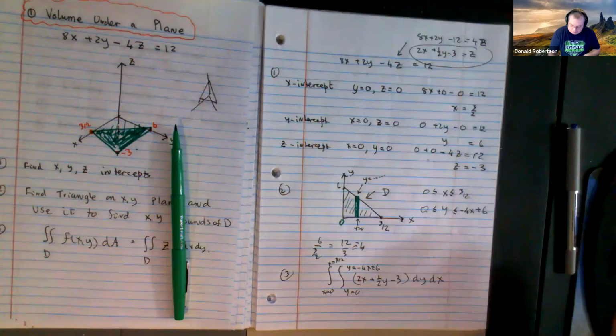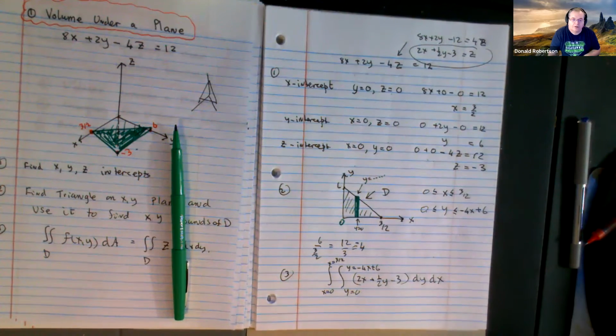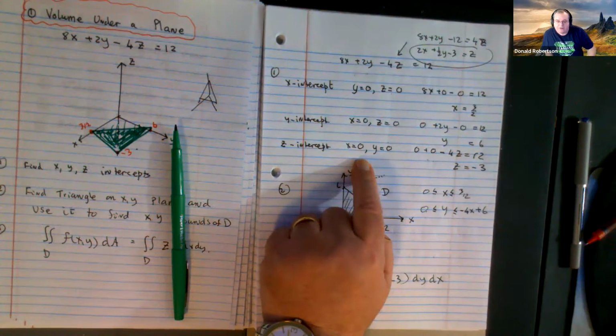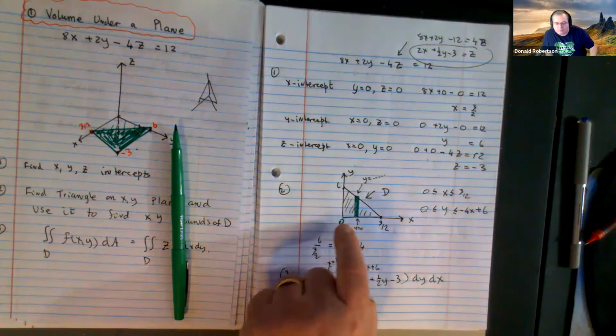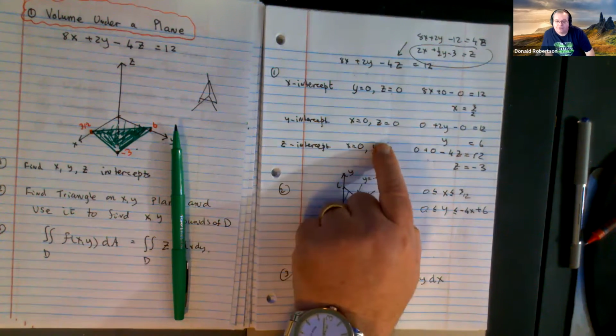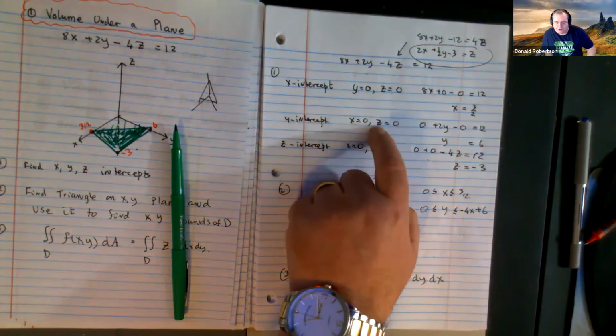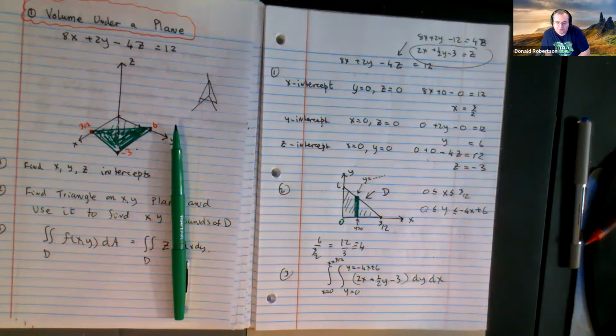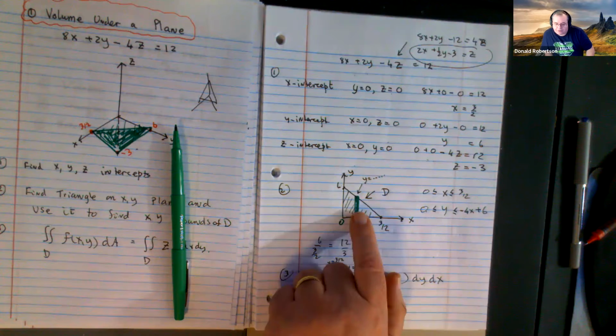Are you comfortable about finding the x, y, and z intercepts so you can get a kind of idea of what the 3D shape looks like? Not great in this situation. More importantly, find out where it cuts the x and y axis so you can find the triangle, in this case, that one. And then find the limits of integration using your picture.